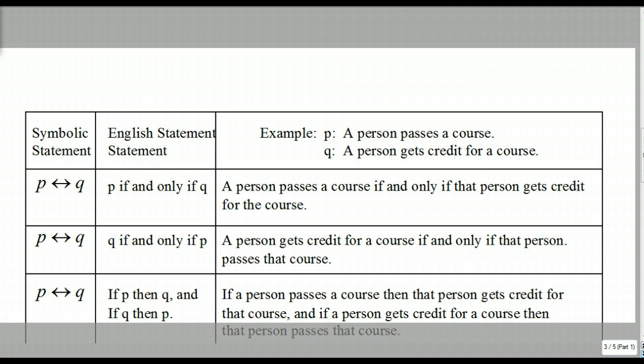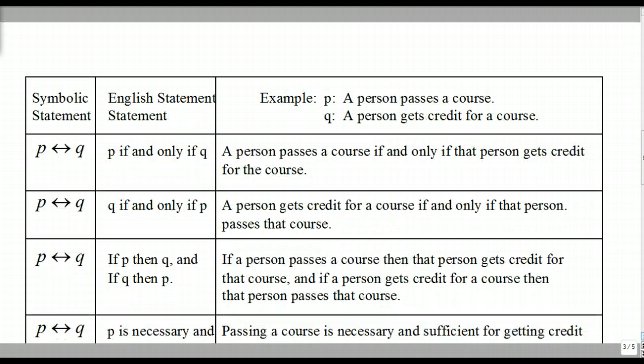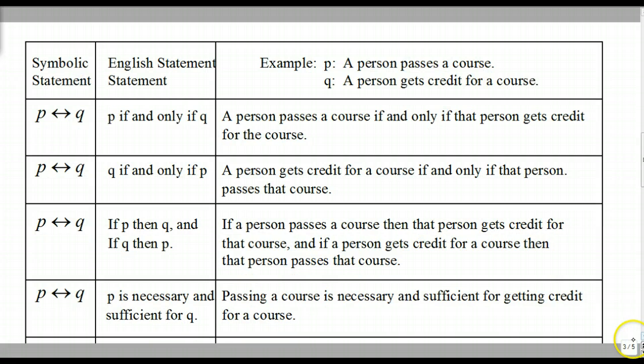Okay, here's another long one that you guys are going to have to write down. And this is the last one. Okay, so on this one, we're talking about if and only if statements. And we have P and Q. P being a person passes a course. Q, a person gets credit for a course. So, P, if and only if.